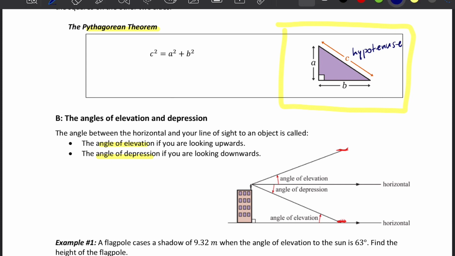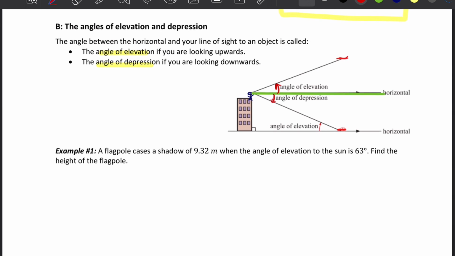Looking at this diagram, say there's a human standing on top of a building. This is your line of sight. If you look above the horizontal line, you get the angle of elevation, and when you look below the horizontal line, you have an angle of depression. Then let's do an example here. It makes more sense when we do an example, right?